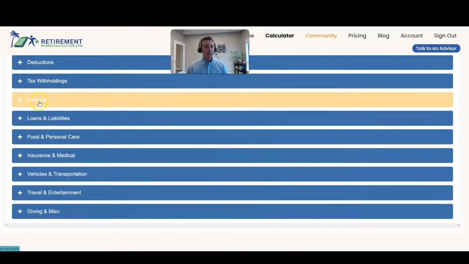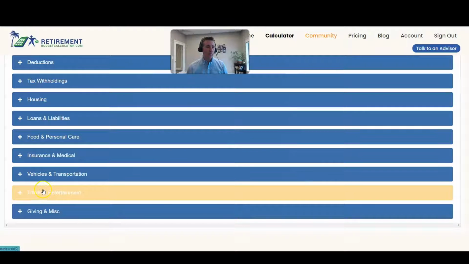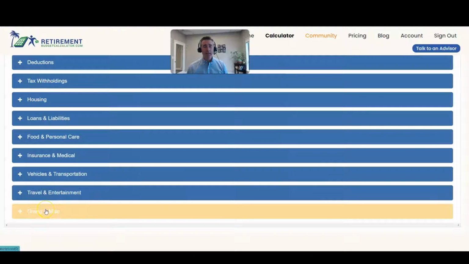And then we have housing, loans and liabilities, food and personal care, insurance and medical, vehicles and transportation, travel and entertainment, and giving and miscellaneous. One of the things you'll find is that many of your expenses reoccur every single month. Like if you have a mortgage, that really doesn't change. It just happens every single month as you're getting ready to retire. There are some expenses that do change though, or some things that maybe aren't as clear to you. Things like how much money do you spend at the grocery store or how much money do you spend on gas. So I'm going to show you how to do that.